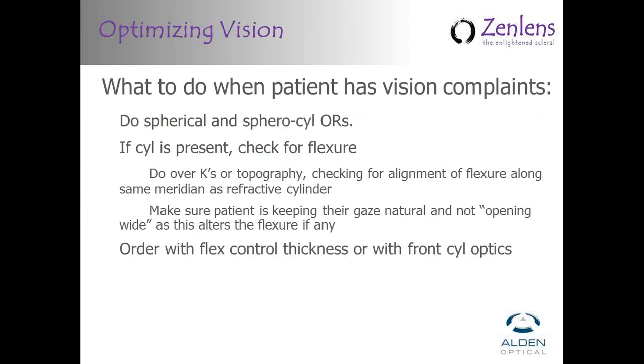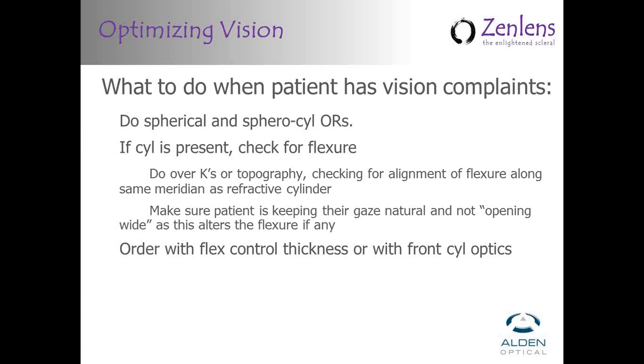So now I think we want to talk a little about troubleshooting vision. One of the most common things, of course, is if you're not getting good vision, if there's lens flexure, you may get cylinder in the over-refraction. So you want to check for cylinder, obviously assuming you've already optimized based on spherical correction only. If that's not doing the job, you put in some cylinder, and if that seems to take care of it, then you want to check for lens flexure.